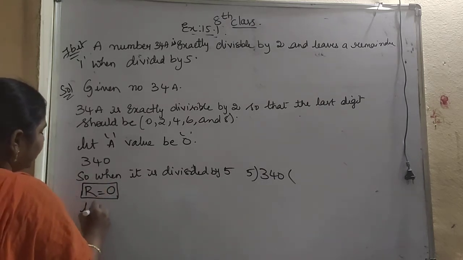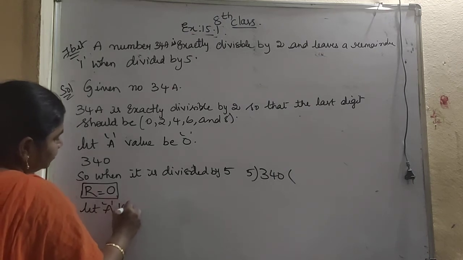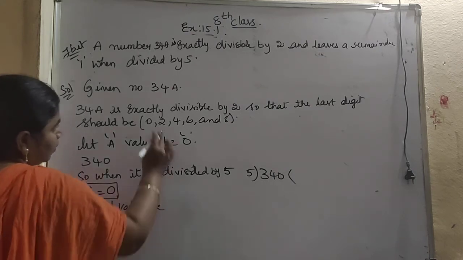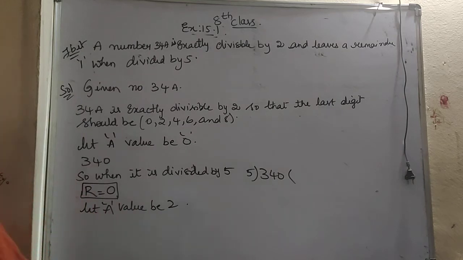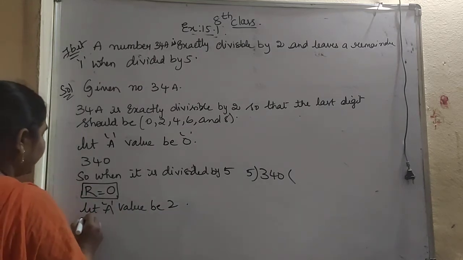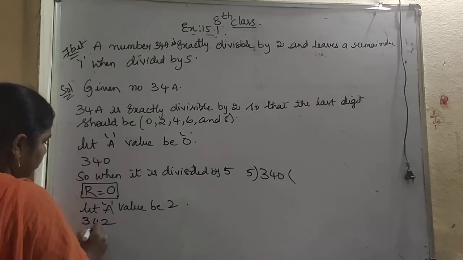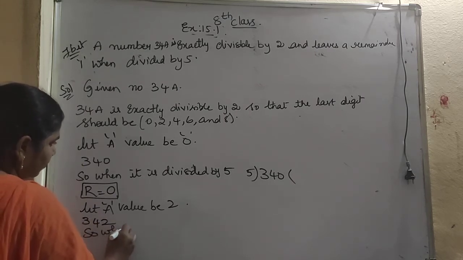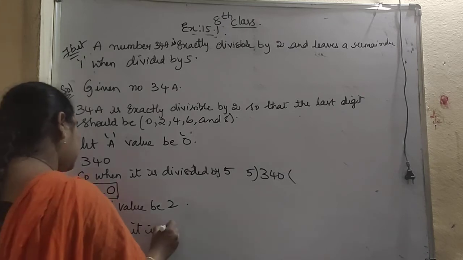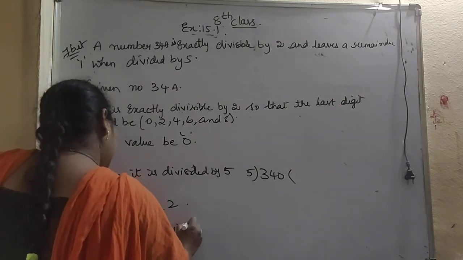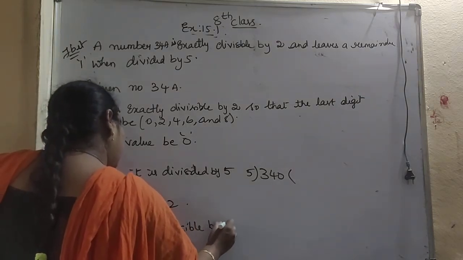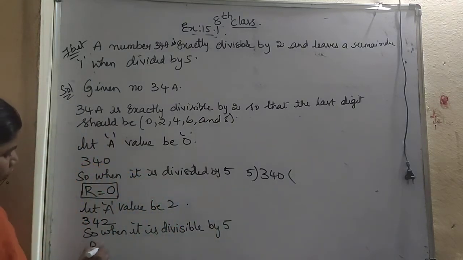So now let the a value be 2. Which number do we have to take? That will be 342. When it is divided by 5, you will get the remainder as what? The remainder will be equal to 2 in this case.